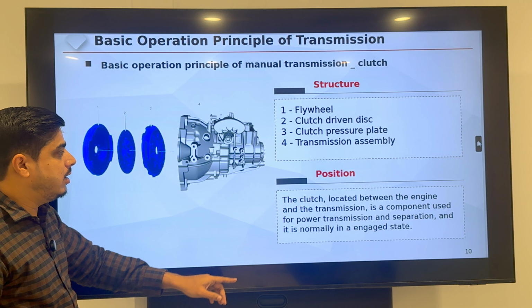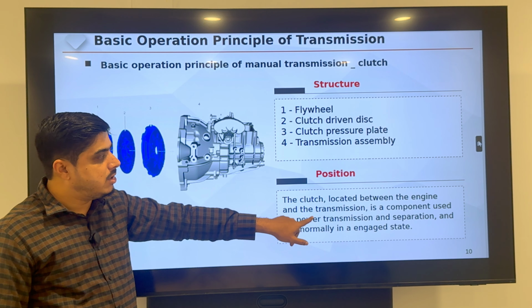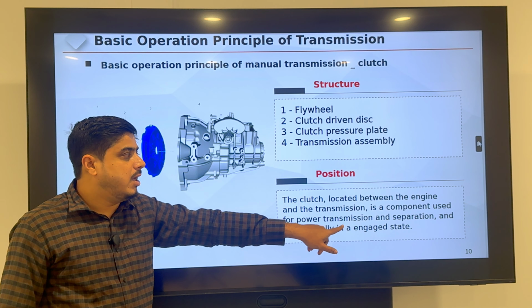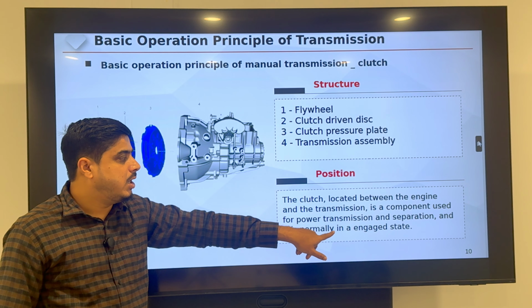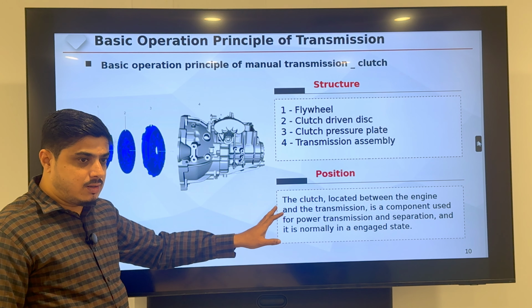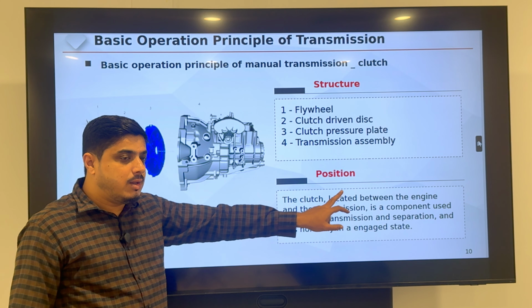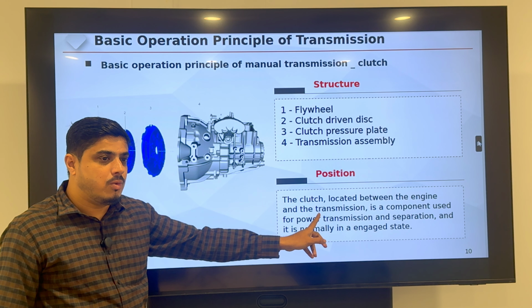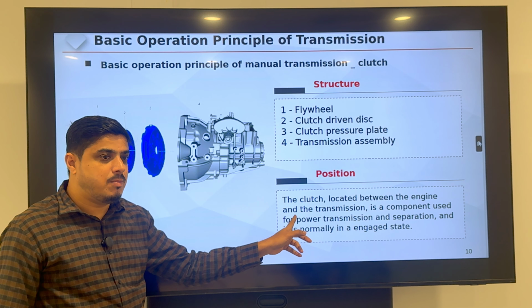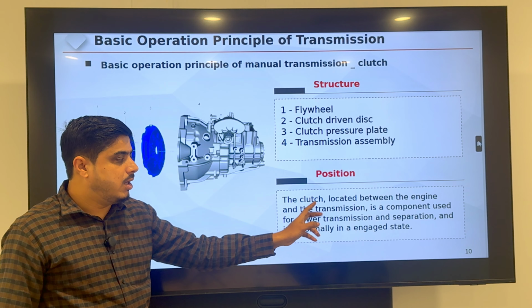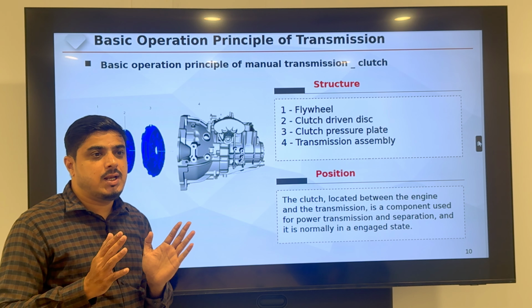What it does: the clutch located between the engine and the transmission is a component used for power transmission and separation, and it is normally in an engaged state. It is located in between engine and transmission, and it is used to transmit the power from the engine to the transmission assembly, and the clutch is always in an engaged condition.